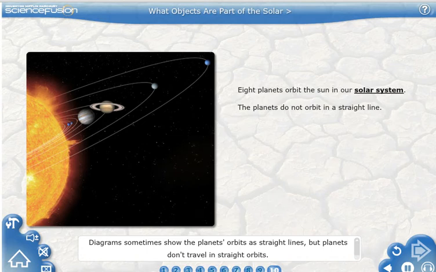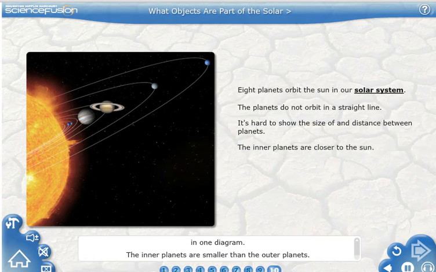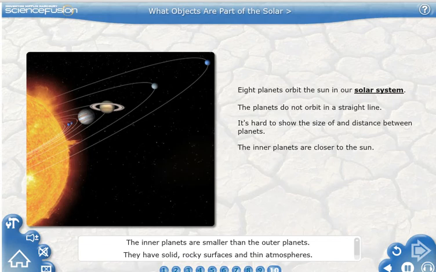Diagrams sometimes show the planets' orbits as straight lines, but planets don't travel in straight orbits. It's hard to show both the size of and the distance between planets to scale in one diagram. The inner planets are smaller than the outer planets. They have solid, rocky surfaces and thin atmospheres.